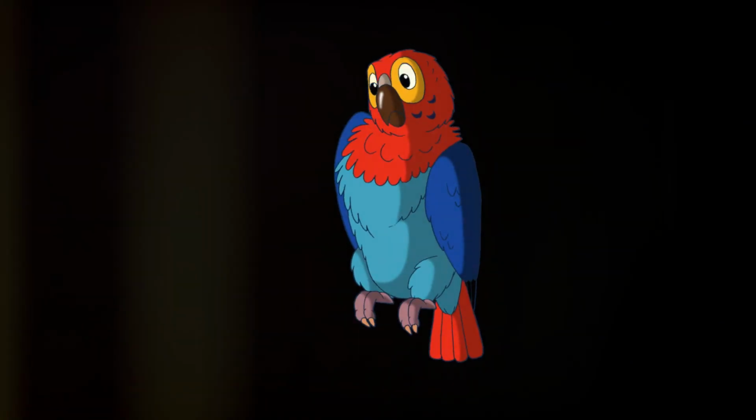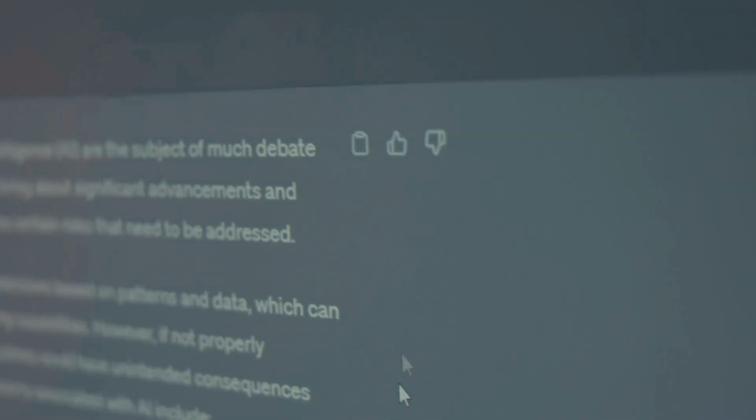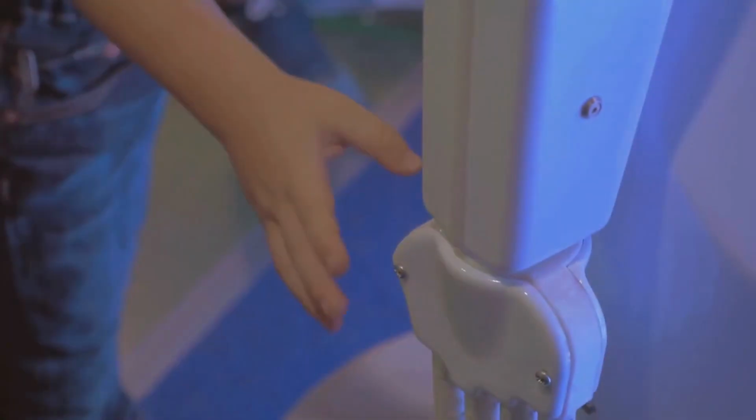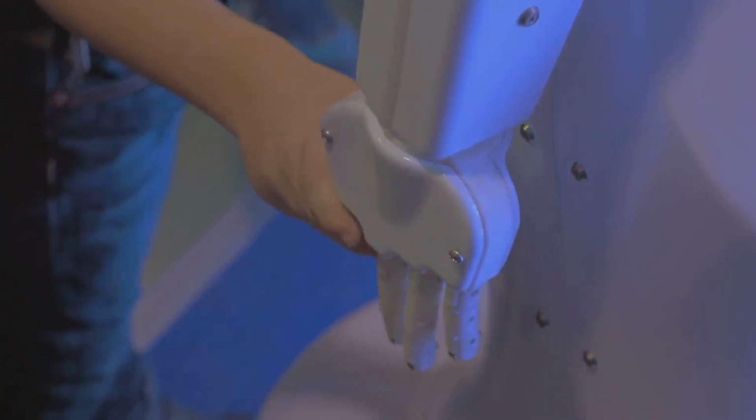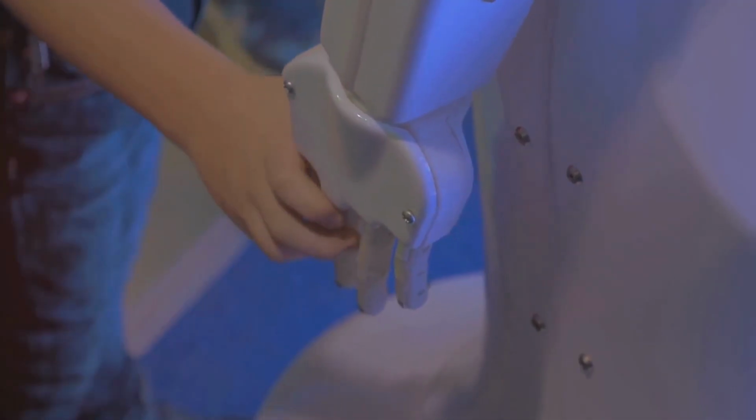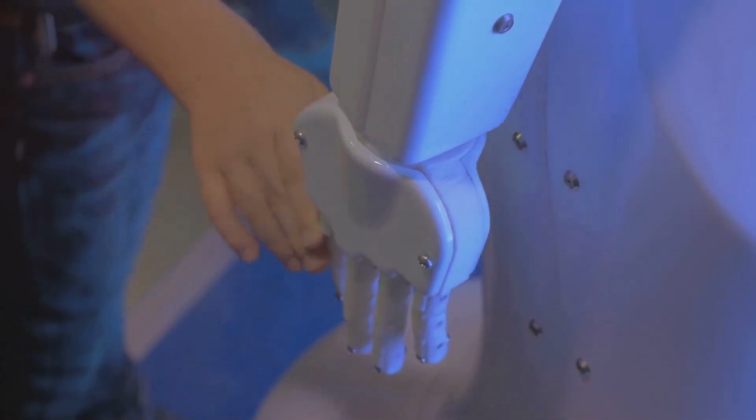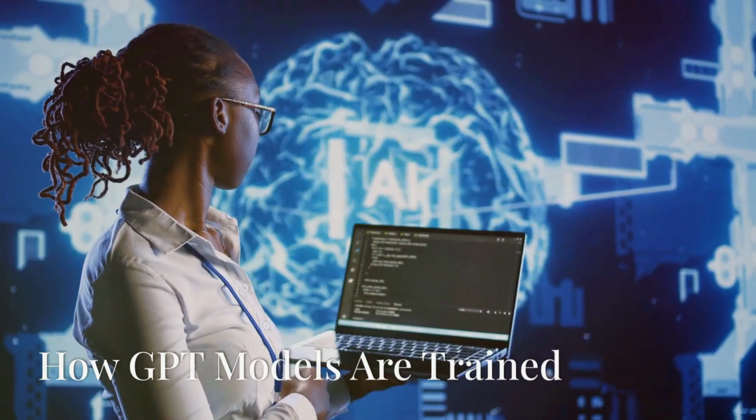Think of it like this: GPT is like a parrot that can recite Shakespeare. It can mimic human language with remarkable accuracy, but it doesn't truly grasp the underlying concepts or emotions. So, while it's tempting to anthropomorphize GPT and attribute human-like qualities to it, it's important to remember that it's still a tool, albeit a very powerful one.